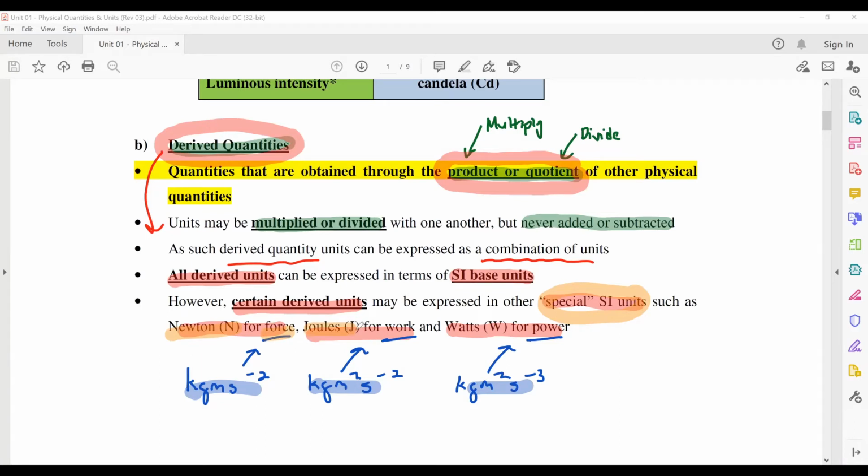Now, if I were to just give you the special SI units, Newton you immediately know is for force. Joules you will immediately know is for work or energy. Watts you will immediately know is for power. Hence, if I were to just give you the special SI units, it will make your life a lot easier because you'll be able to see what physical quantities they belong to.